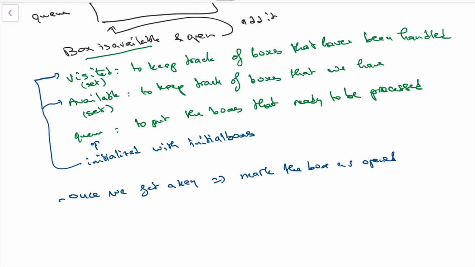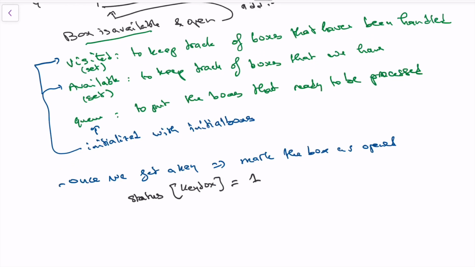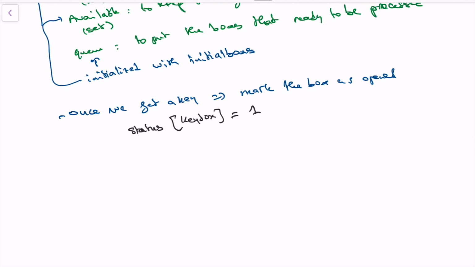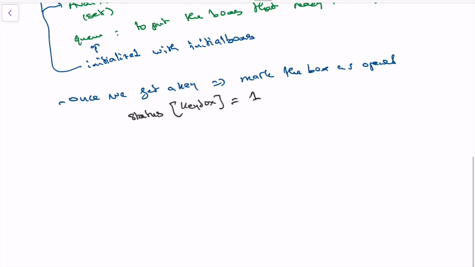And to do that, we can just do something like status for the box. We can set it to 1, right? And now, if that box is in the available set of boxes, that means we can start processing it and we can add it to the queue, right? And so that's what we will be doing. So now let's just initialize those data structures and see how this will look like.